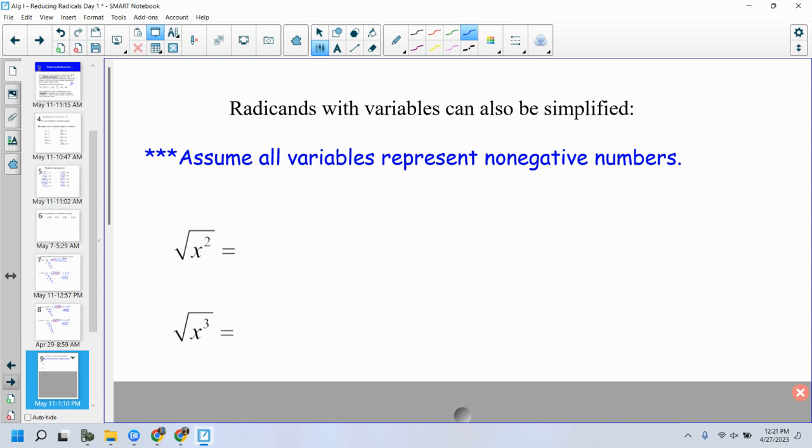Okay, think about x squared. In terms of its prime factorization, isn't that just x times x? Right. Buddy system. So what does that become? Just one x coming out. Remember, two become one. Just an x on the outside. Is there anything left over? Not a bit. So therefore, it's just x, or x to the first power, if you will.